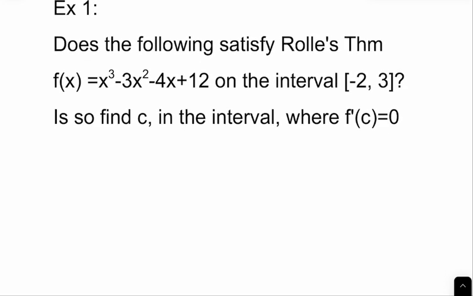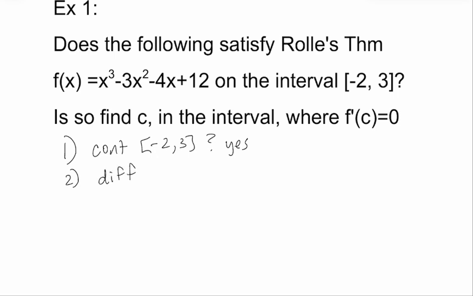So let's take a look at example 1. It says, does the following satisfy Rolle's theorem on the interval from -2 to 3? And if so, find c in the interval where f prime of c equals 0. Okay. So the first thing you have to ask yourself, is it continuous on that interval? Well, it's a cubic, it's a polynomial function, it's continuous everywhere, so yes. Second thing you say, is it differentiable? A polynomial is differentiable everywhere. So is it differentiable from -2 to 3? Sure is, it's differentiable everywhere.